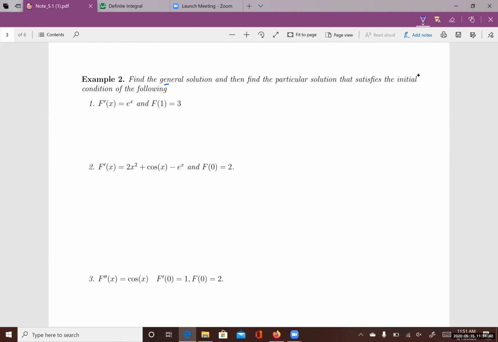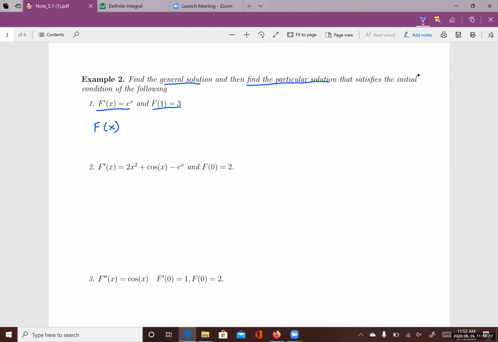First you want to find the general solution, and then find the particular solution that satisfies the initial condition. This is a differential equation, and this is one initial condition. The differential equation involves derivative functions, and the initial condition involves the original function, the point where the particular function starts. So in order to find f of x, again, it is the antiderivative of this function, e to the x.